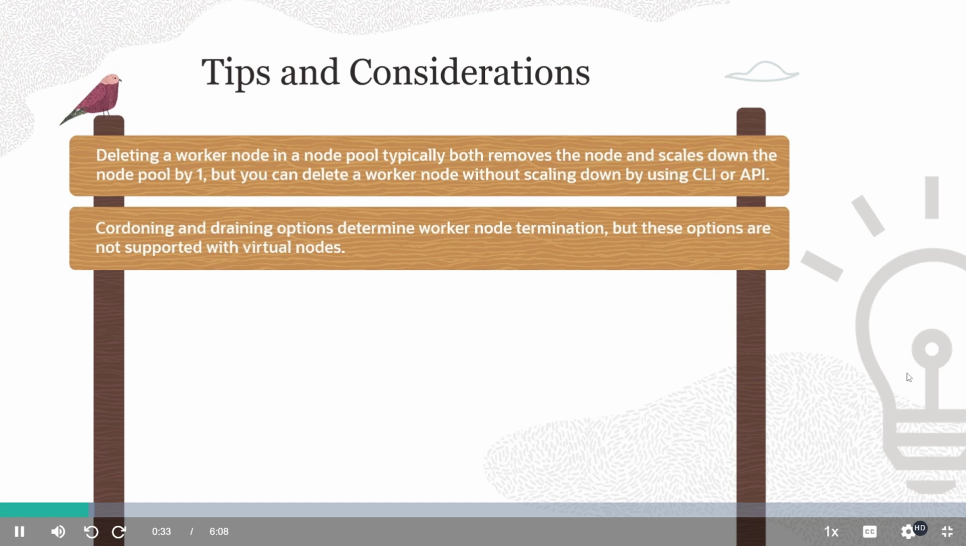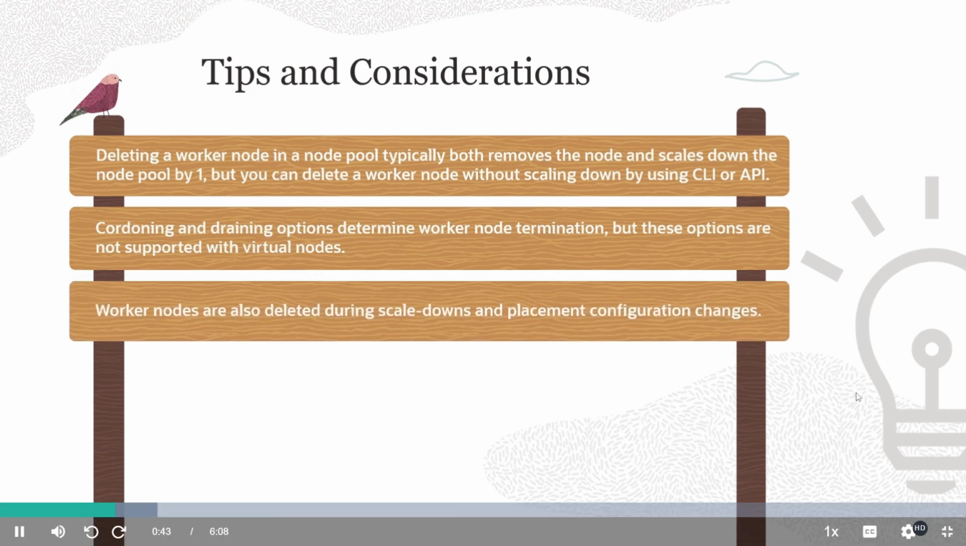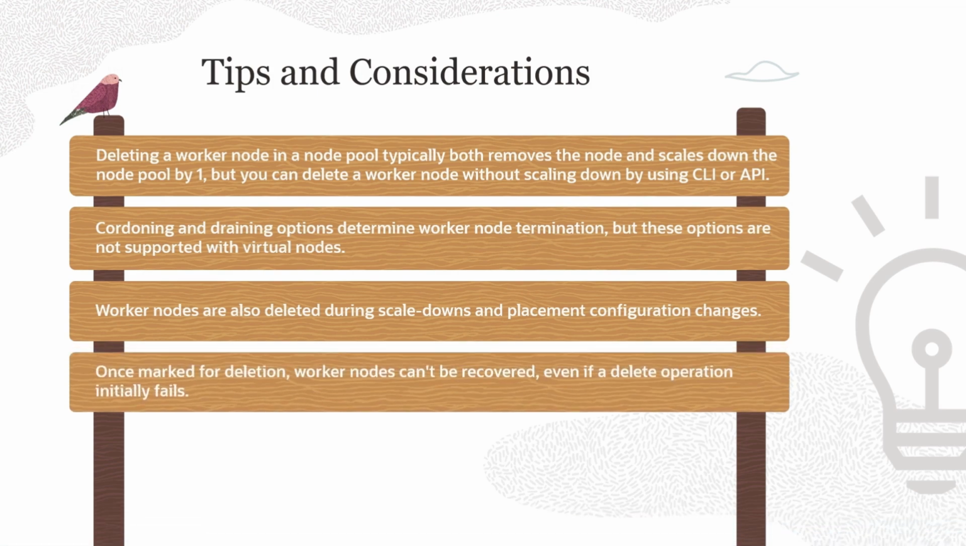The termination of worker nodes is determined by cordon and drain options. Note that these options are not supported with virtual nodes. Worker nodes are also deleted during scale downs and changes to placement configurations. Once marked for deletion, worker nodes cannot be recovered, even if the initial delete operation fails. The next update node pool operation attempts to terminate the node again.